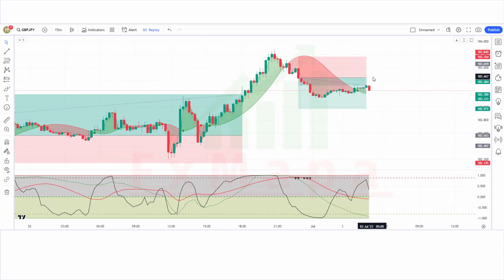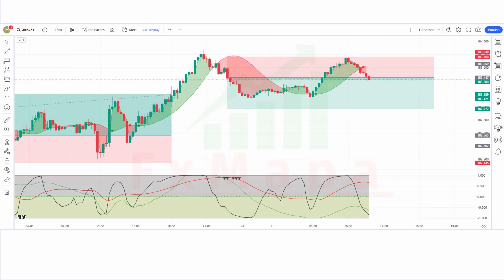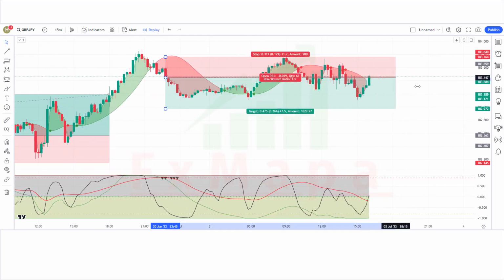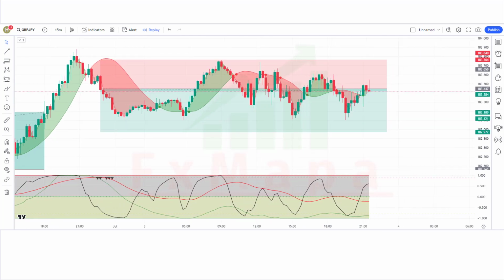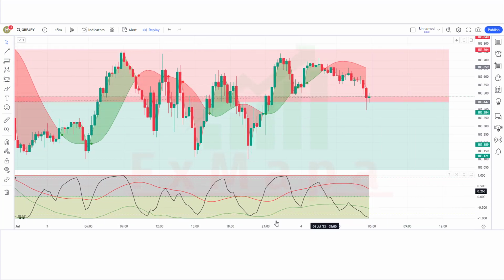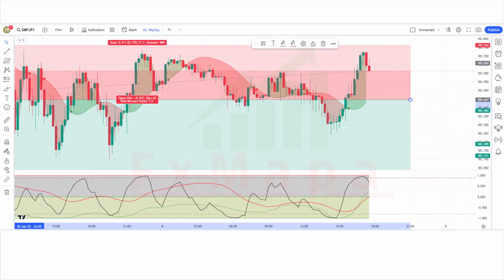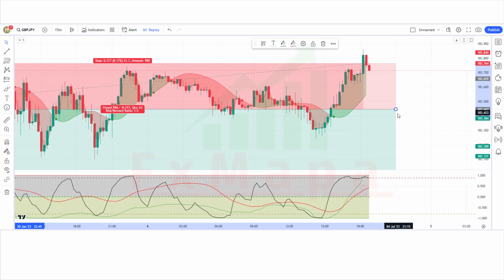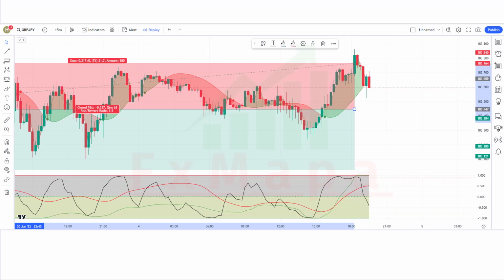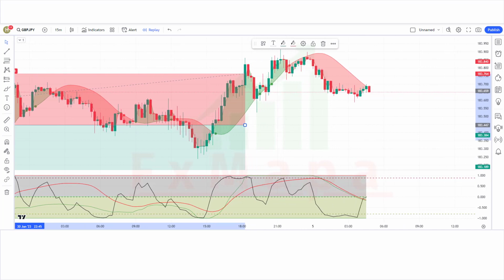Let's see what happens to our trade. Our trade is running in profit. We have lost this trade. Never mind, sometimes it happens in the market. We must remember one thing, that no strategy works 100% in the market. Wait for the next signal.